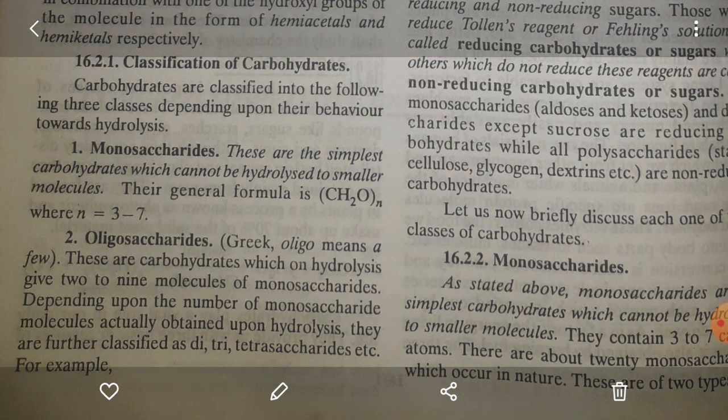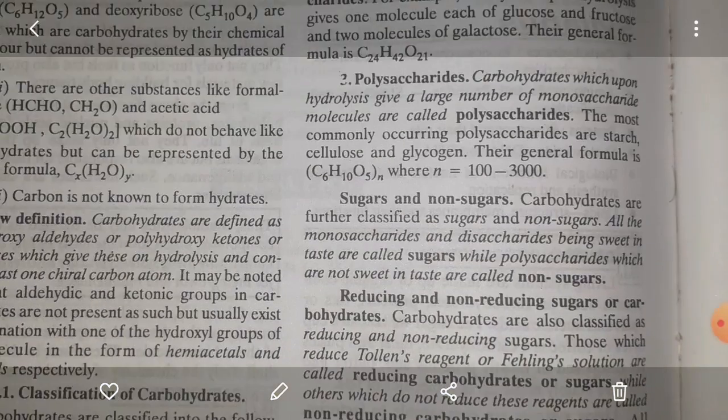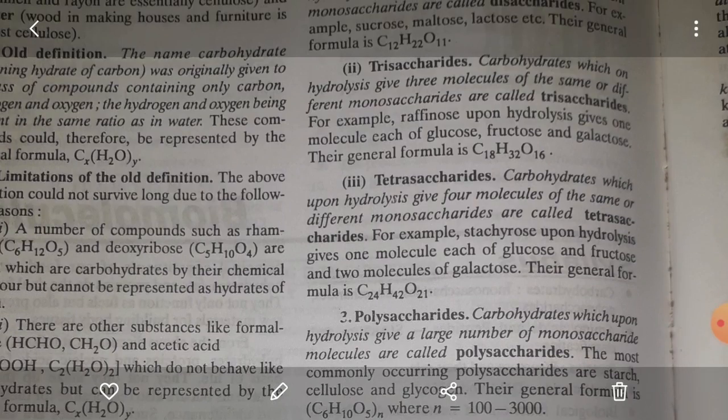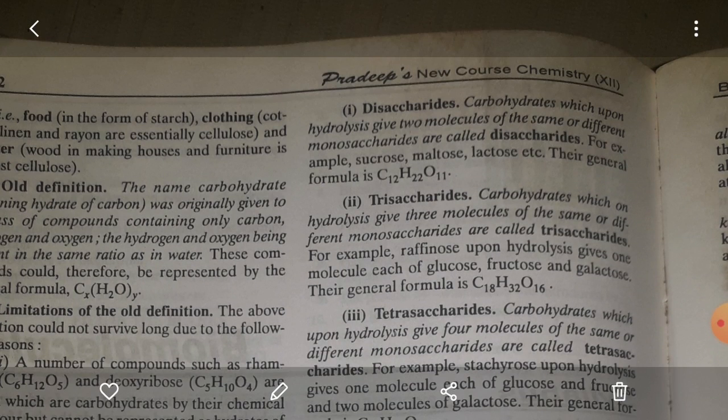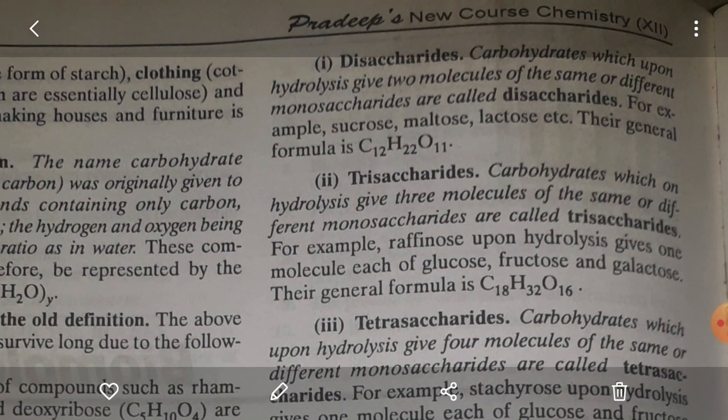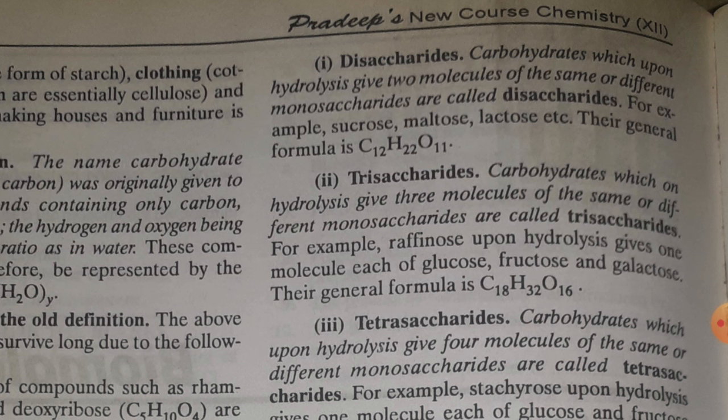Generally they have 3 to 7 carbon atoms, and they are represented by the formula CnH2nOn. The second one is oligosaccharides. Oligo means few, and the carbohydrates which on hydrolysis give 2 to 10 monosaccharide units are called oligosaccharides. Now these oligosaccharides are classified into three categories: disaccharides, trisaccharides, and tetrasaccharides. Di means two.